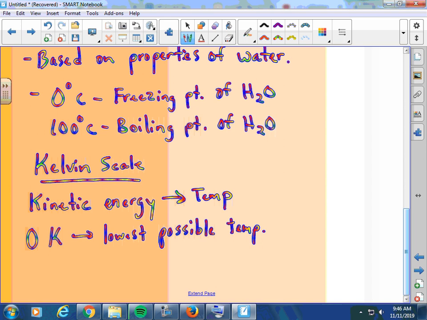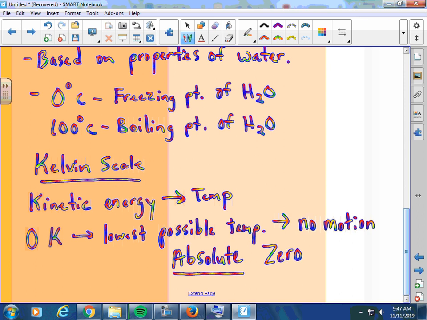So this is theoretically no motion. The particles stopped. We haven't really reached this yet, but we've come extremely, extremely close. It's hard to measure particles and their motion all the way down to no motion and at the same time not manipulate them and make them move. So it's really hard to get them down to that very, very low temperature. They call this, by the way, absolute zero. Lowest possible temperature you can get.